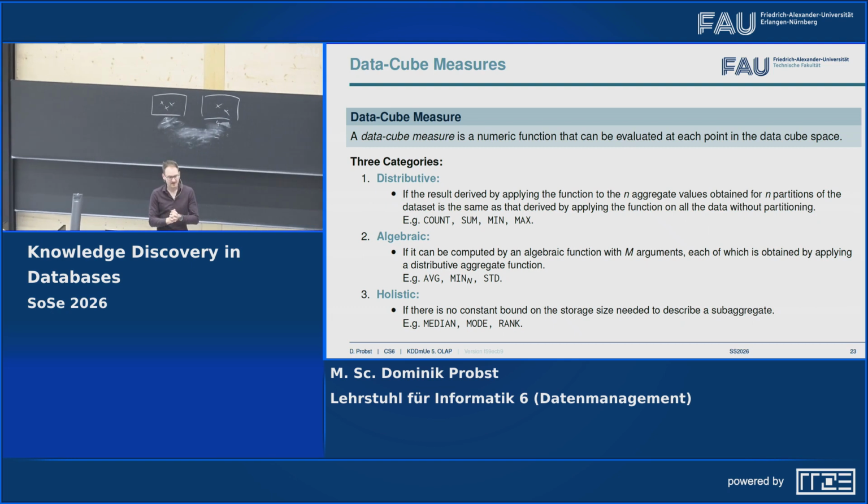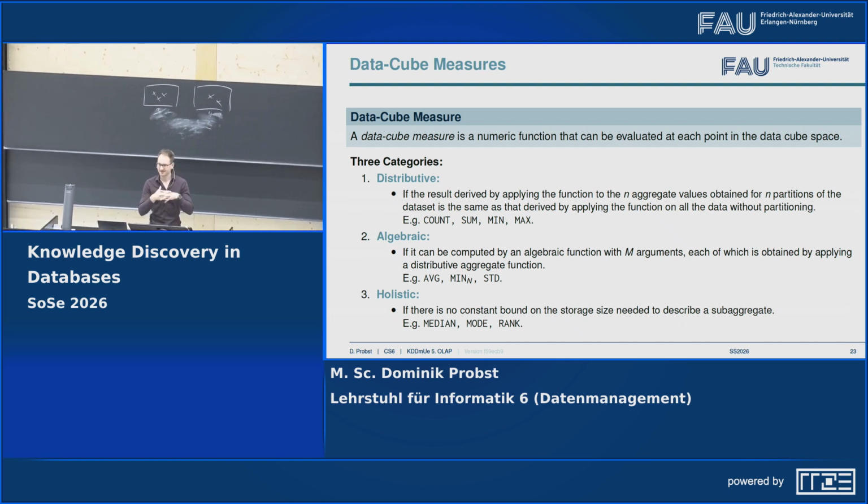These three categories are very important to understand how we can work with the data warehouse, because the data warehouse gets big very fast, and it might also be distributed amongst many servers. And then we have to work in different ways according to these categories of a data cube measure to aggregate the facts.